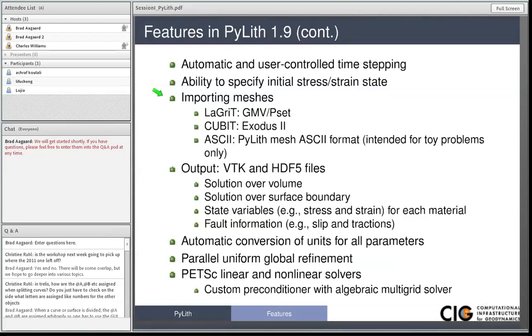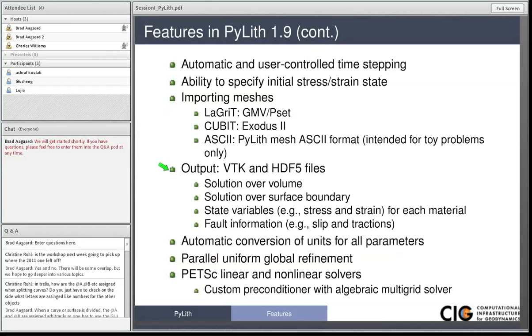Other features of Pilot: we have automatic and user-controlled time stepping. This will continue to be an area of work in the future as we try to make it more sophisticated so that it really does adapt to the rate of deformation. You can specify initial stress and strain state within the model. We've discussed various ways to get your mesh into Pilot.